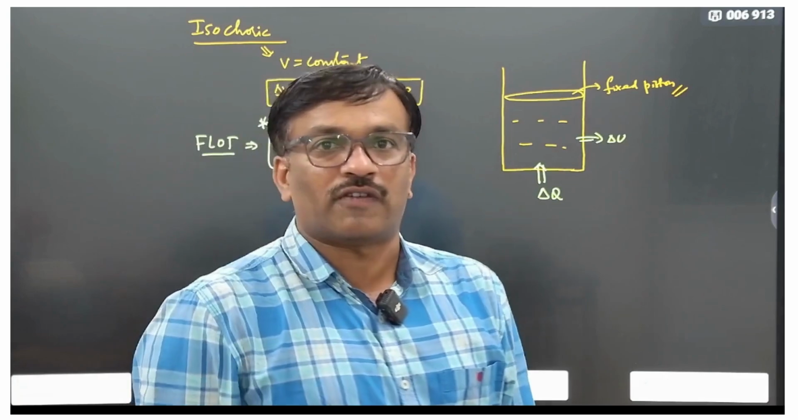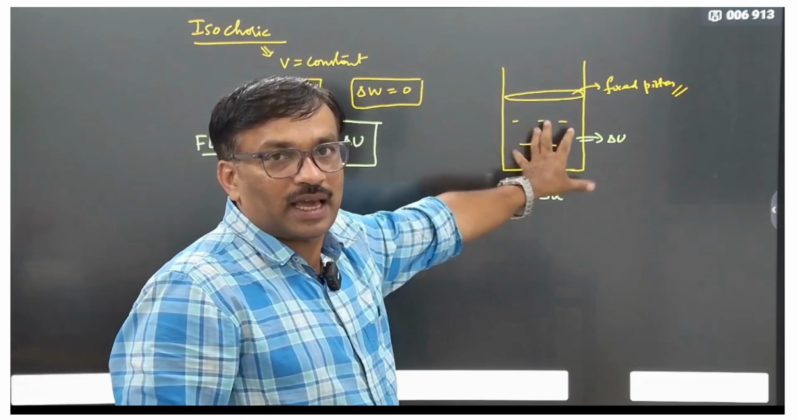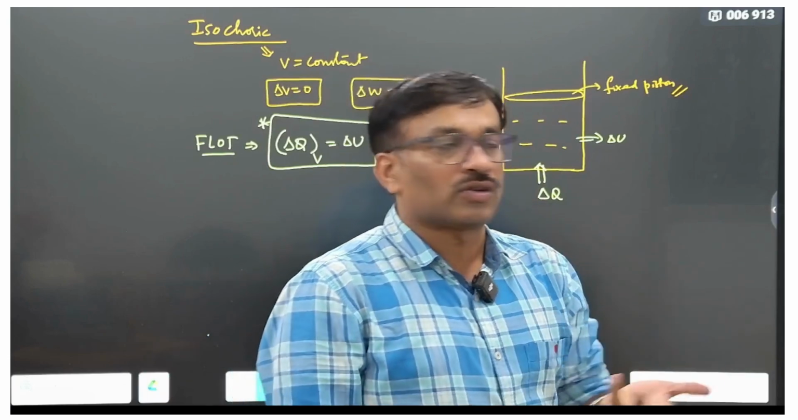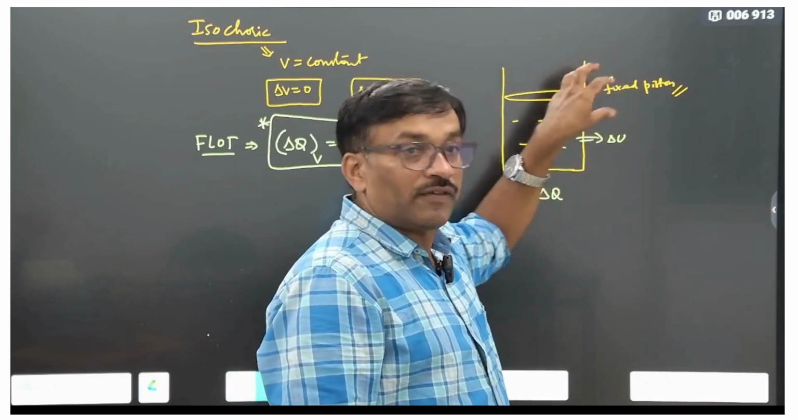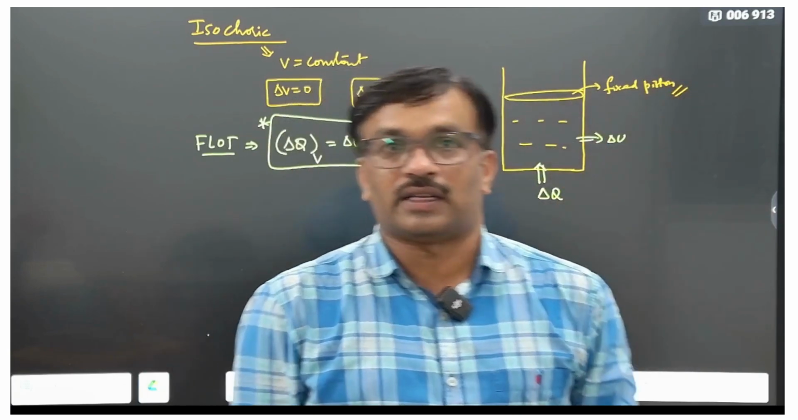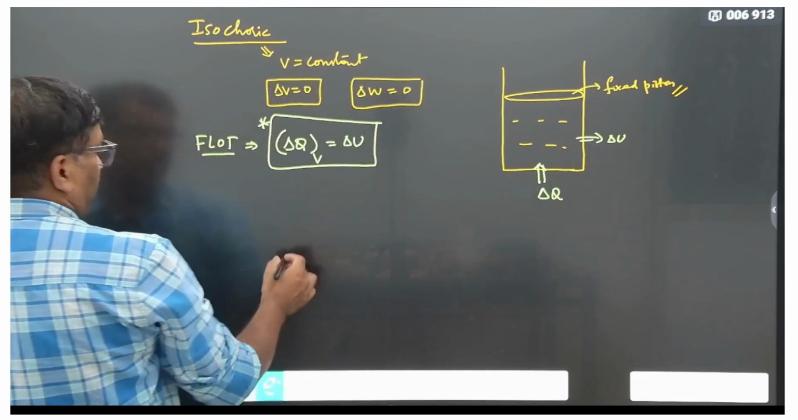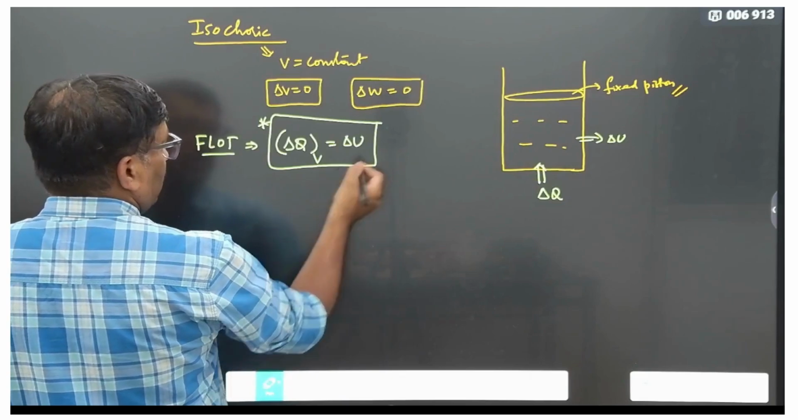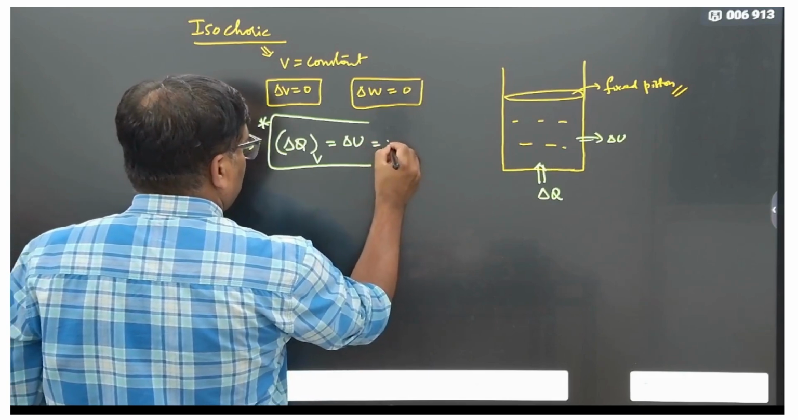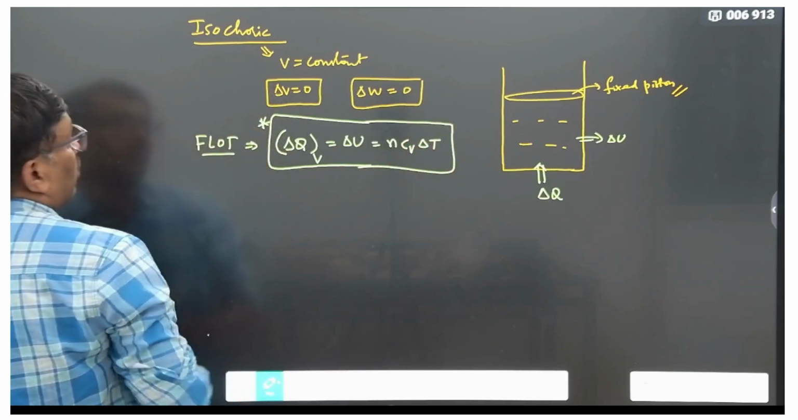So whatever heat energy is given is completely utilized by the gas to increase its internal energy. If you are supplying heat energy, temperature will increase. If you are taking out heat energy, temperature will decrease, and internal energy will decrease. Clear? So in this way you can calculate the amount of heat energy given, that is nothing but nCv into delta T. Clear? So volume is constant.